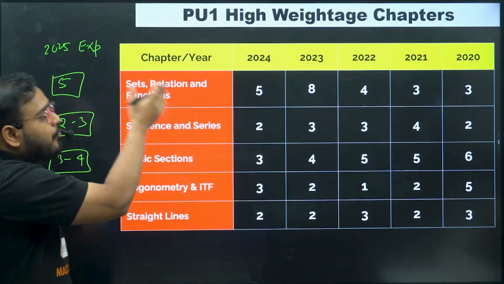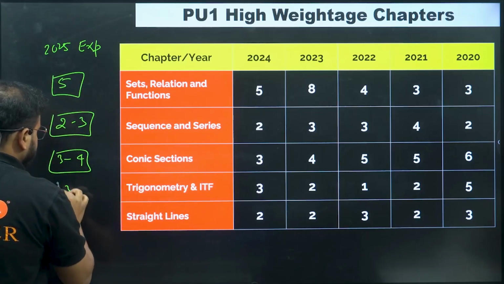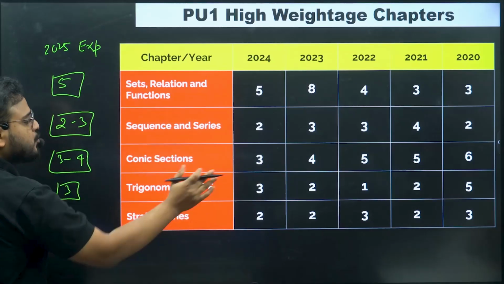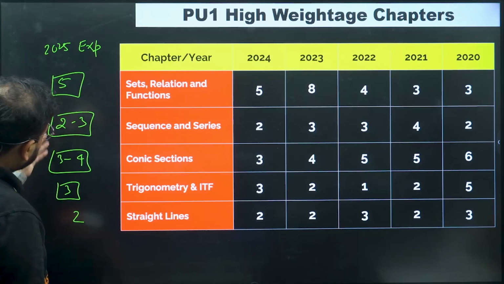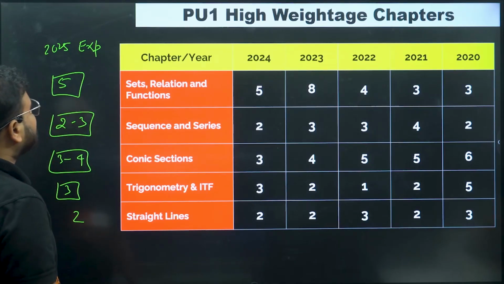This is again a PU1 syllabus. Trigonometric and ITF, again 3 questions can be asked over here as well. 3, 2, 1, 2, 5. You can see the trend. Straight lines 2 on an average, we'll keep here 2 as well. So 5 plus 3 is 8, plus again, we have here, let's say 4, 12, plus 5 is 19 marks.